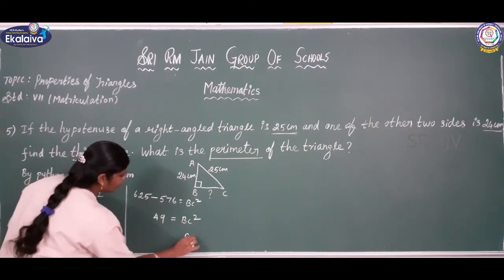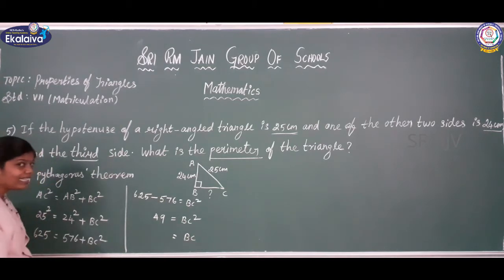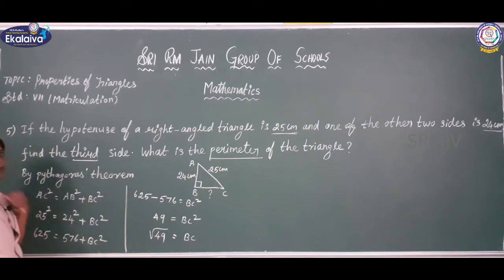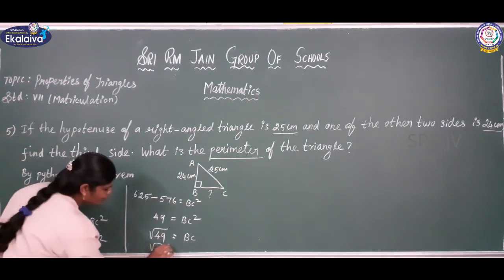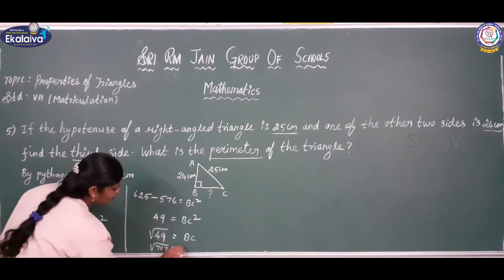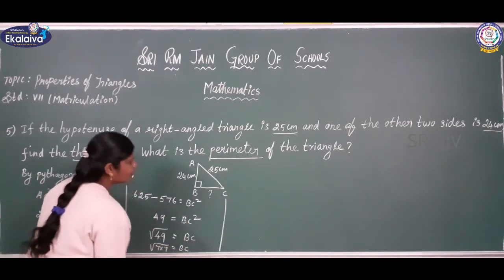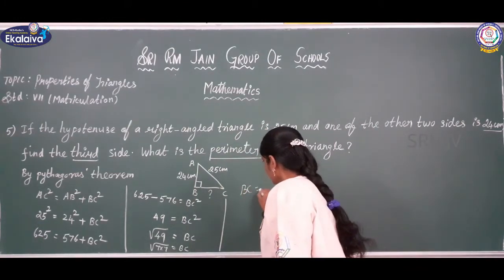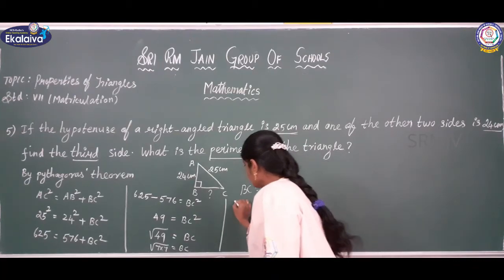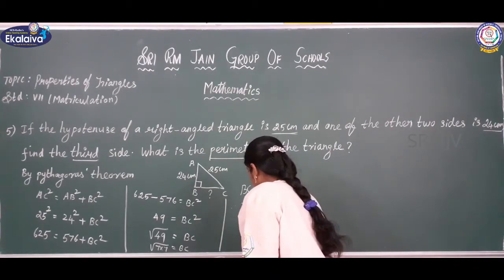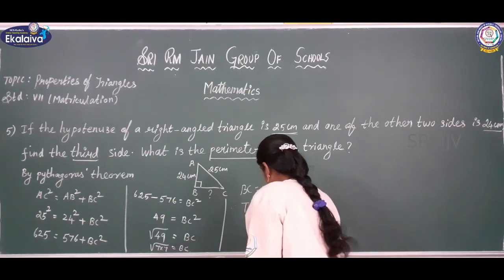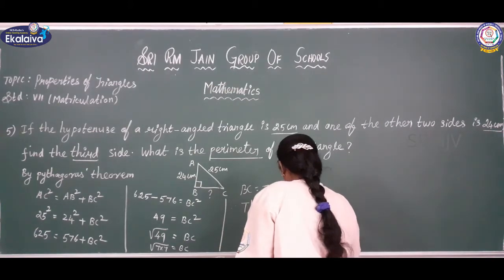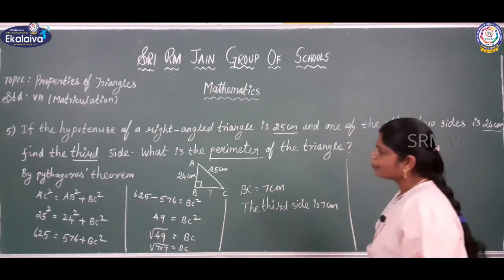So what do you want to find? BC. So the square will change to square root. Okay. So square root of 49. How can you split this, children? Root of 7 into 7 equal to BC. Okay. So BC equal to 7 centimeter. So BC represents the third side. So the third side is 7 centimeter. Okay. And next what do you want to find, children?